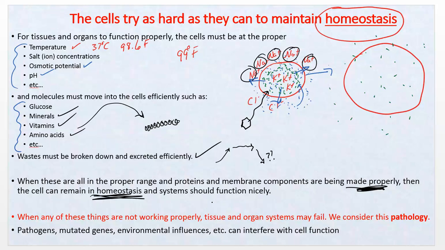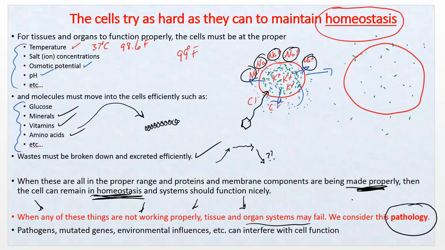Now, what we're interested in for this particular class is: what if things stop working properly? When any of these things are not working properly, tissue and organ systems may fail, and that's what we call pathology. So that's what we're studying.